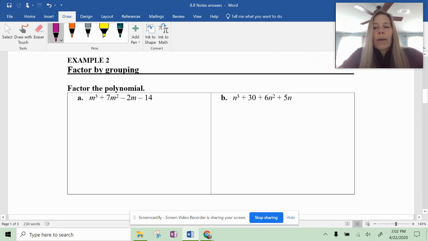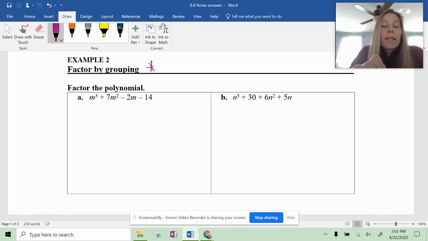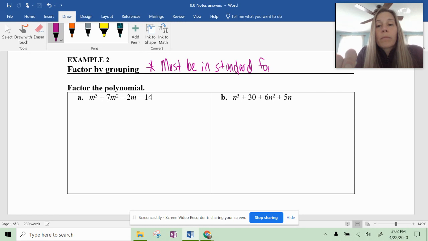So factoring by grouping, like I said, is sort of the same as the second half of the AC method. But there's a very important piece: it must be in standard form first before you attempt to do that AC method.